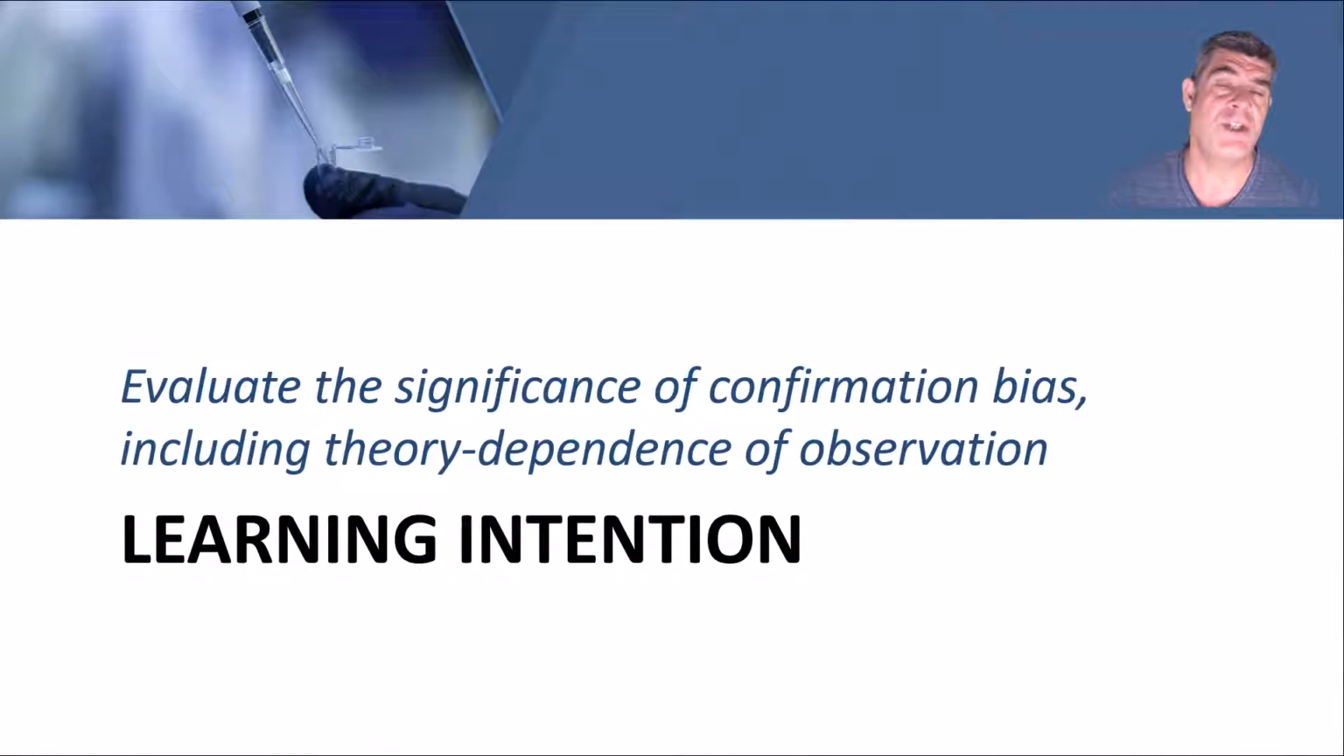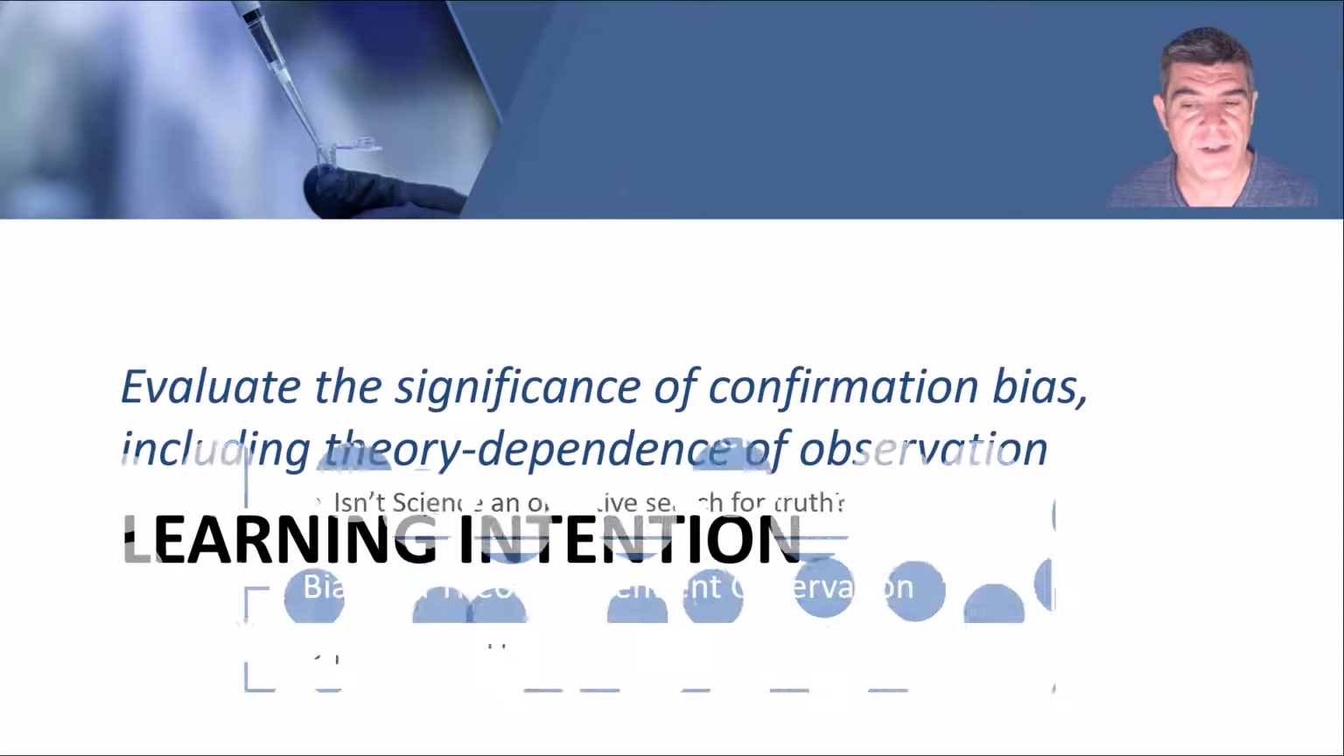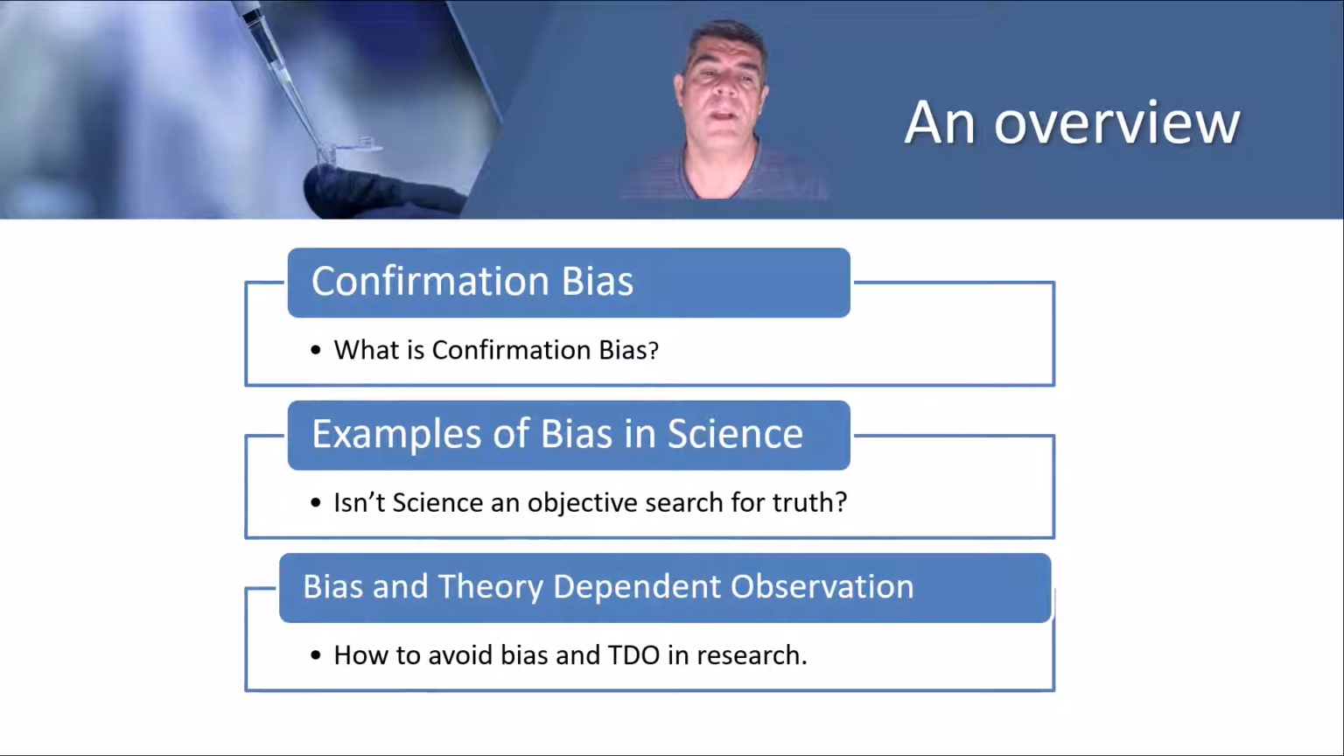The learning intention for this video and this section of the first module is for you to evaluate the significance of confirmation bias, including theory dependence of observations. So in this little overview, we're going to have a bit of a look at what confirmation bias is, some examples of bias in science and whether science is an objective search for the truth, and then bias and theory-dependent observations and how to avoid bias and theory-dependent observations in research.